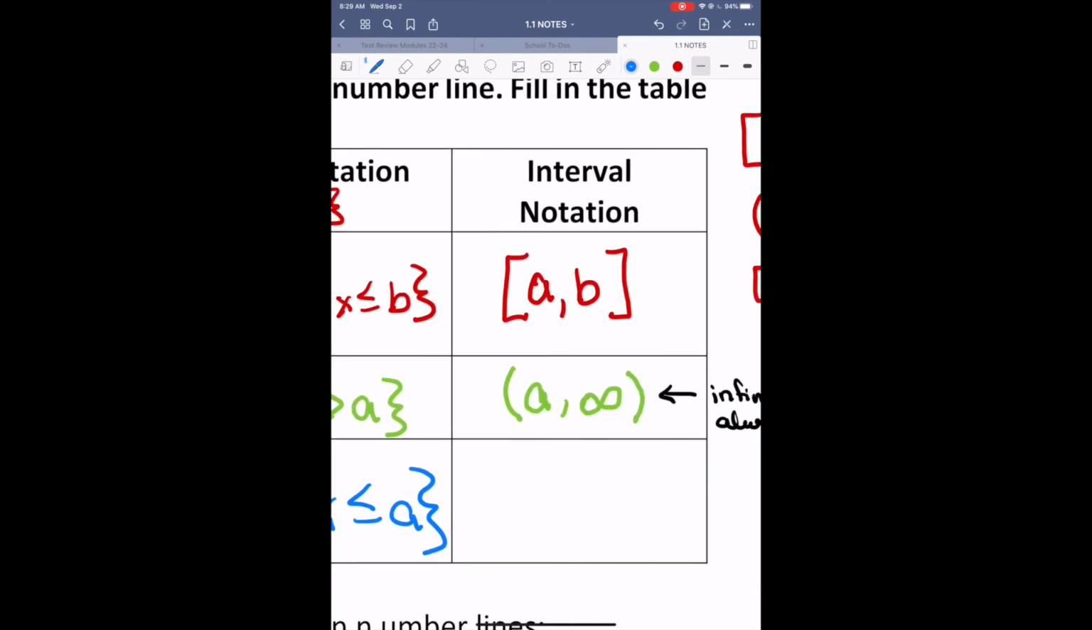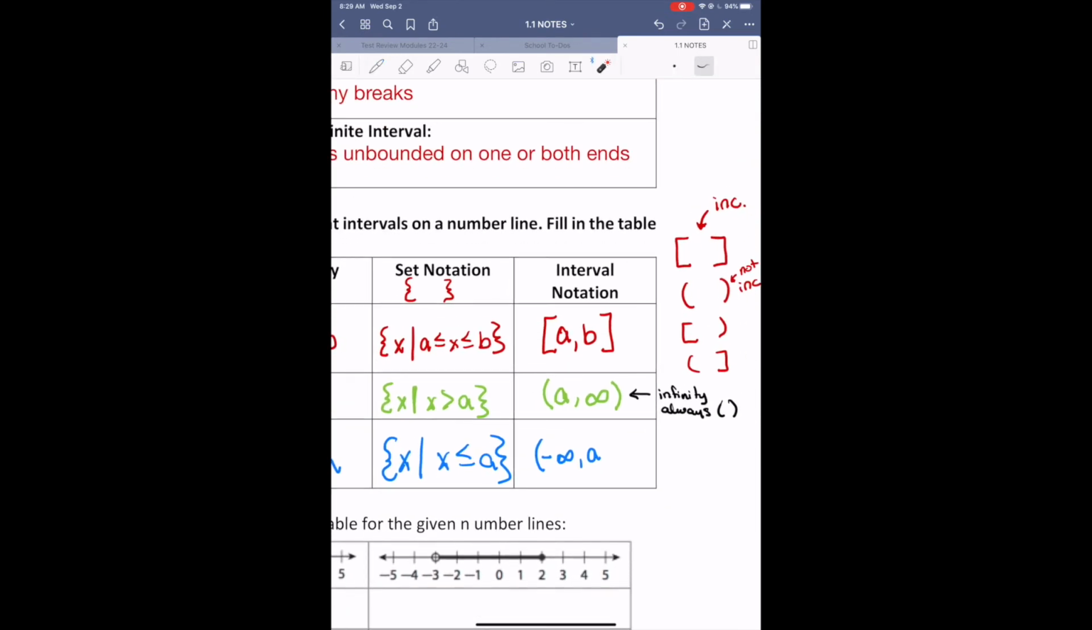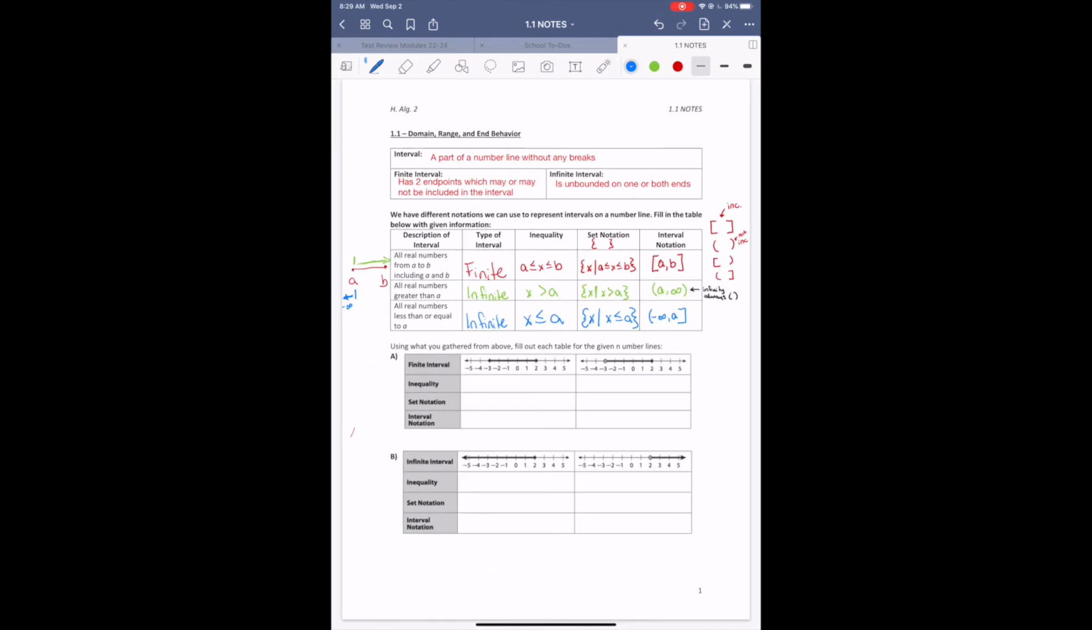So interval notation starts at negative infinity and terminates at a. Infinity, always a parenthesis. And in this case, remember we were told that all values less than or equal to a, so we are including a. We use a bracket around a. Okay? Now, again, make sure you are reading your number lines always from left to right.